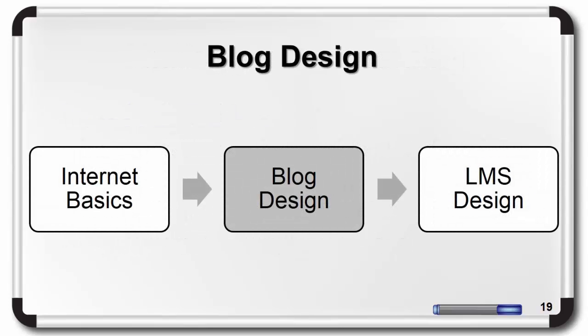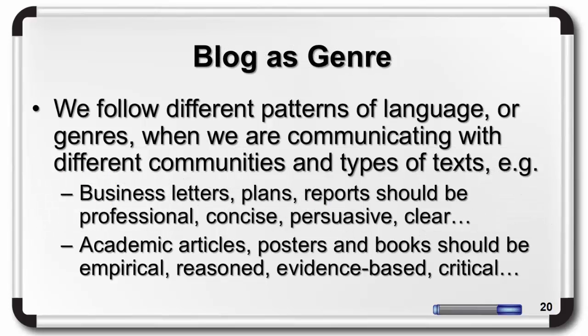Now that we know some internet basics, we're going to look at some design strategies for one common Web 2.0 tool, the blog. The blog is a genre of text like other genres we may be used to. We follow different patterns of language, or genres, when we're communicating with different communities and types of texts. For example, in business, letters, plans, and reports should be professional, concise, persuasive, and clear. And in academia, such documents as articles, posters, and books should be empirical, reasoned, evidence-based, and critical. The voices and styles of each of these genres of writing are often very different.